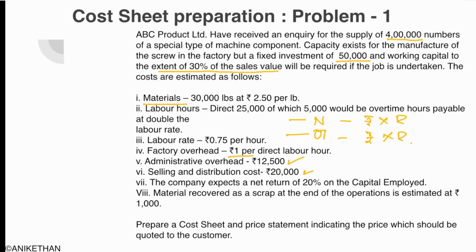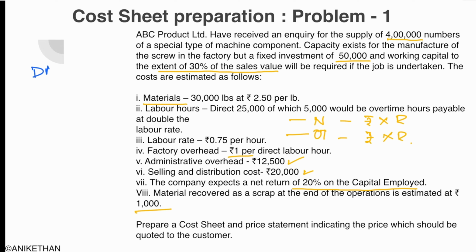The company expects a net return of 20% on the capital employed. Material recovered as scrap at the end of operation is estimated at 1000 rupees. So first head, this is a simple cost sheet problem. There is nothing much to do. So before I solve it, you apply your mind.